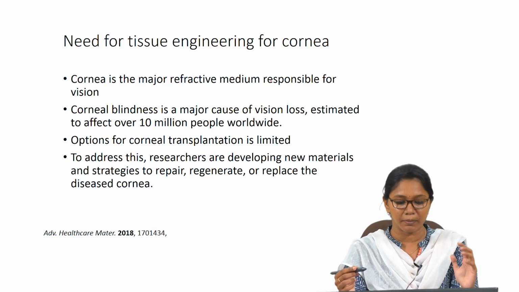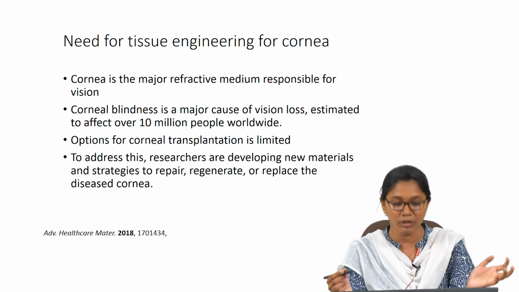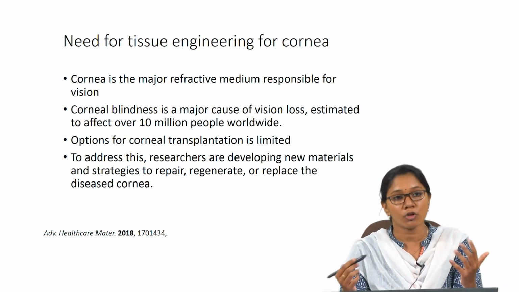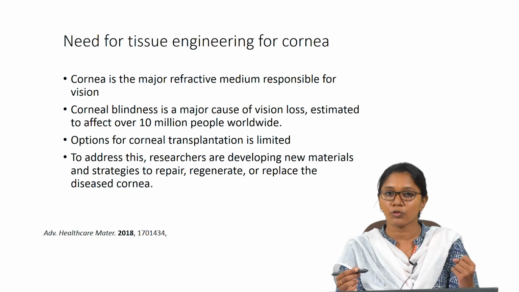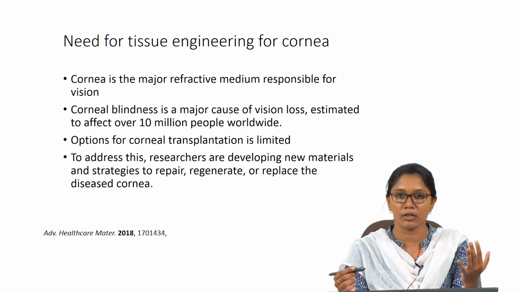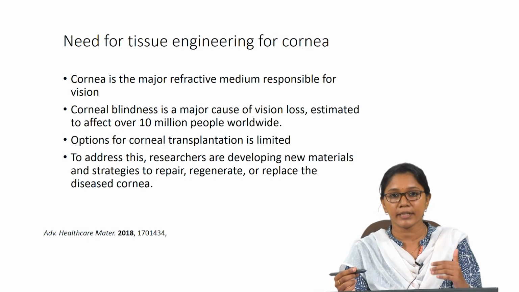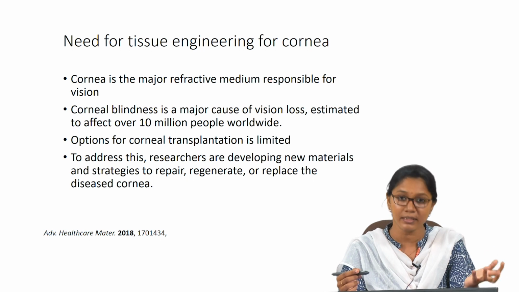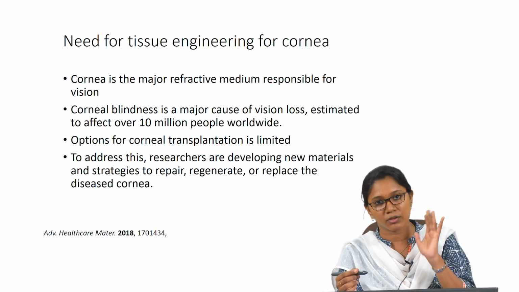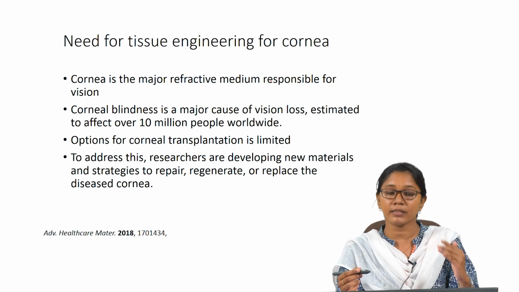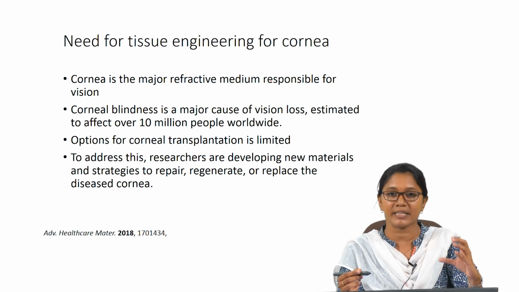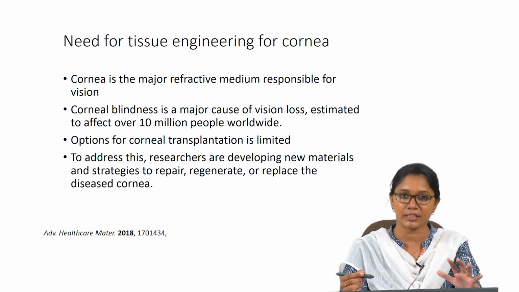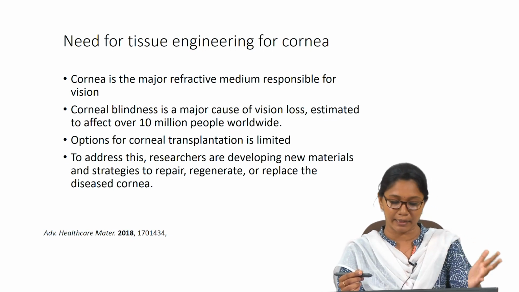Corneal blindness is a major cause of vision loss, affecting over 10 million people worldwide, and the options for corneal transplantation are there. Either you can take an autograft or an allograft option. In the case of an autograft, if one eye is affected, the tissue from the other eye which is fine can also be used, but the corneal tissue is very extensive, which we will be covering in the next few slides. So the transplantation is not as easy as it can be explained.